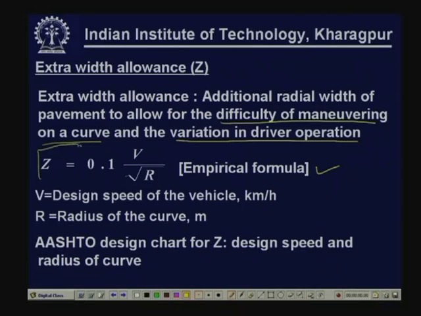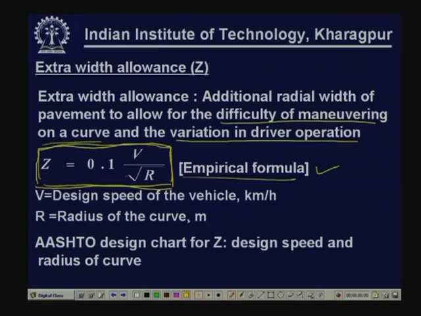The formula we mentioned earlier, when I was discussing the practice in India for calculation of the psychological widening, I indicated another formula of similar nature. Basically, they will give very close values. That was V by 9.5 root r, and here in this case 0.1 V by root r. This is again an empirical formula, where V is the design speed of the vehicle in kilometer per hour and r is the radius of curve.